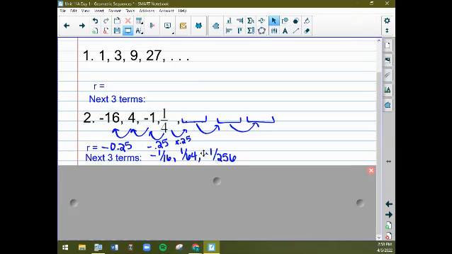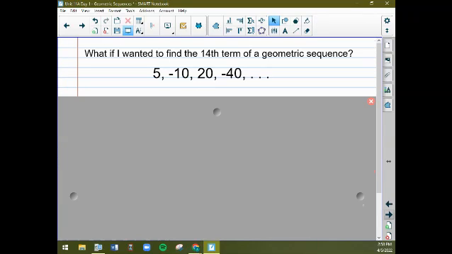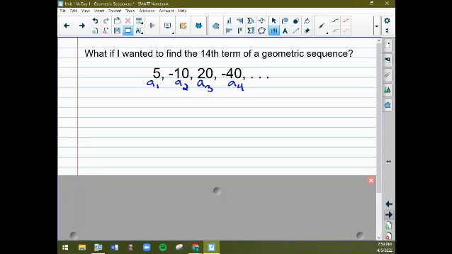Okay, so that's how you find the ratio and the next 3 terms. What if I wanted to find the 14th term? Well, let's see what I've got. I've got a₁, the first term, a₂, the second term, a₃, the third term, and a₄, the fourth term. Okay, well, in order to get a₅, right, I'd have to multiply by my common ratio.